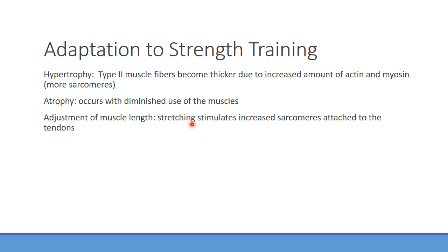By stretching the muscles, this can also help increase length. And what you actually find is that sarcomeres end up getting attached distally to the tendon side and allow for stretch of that muscle. Again, this is a reversible process.